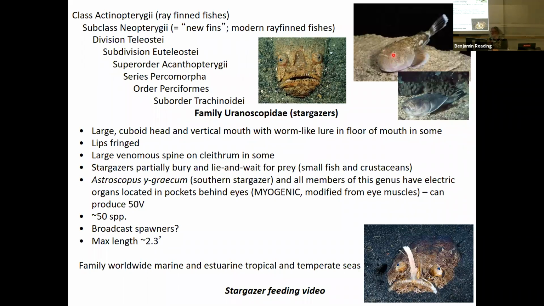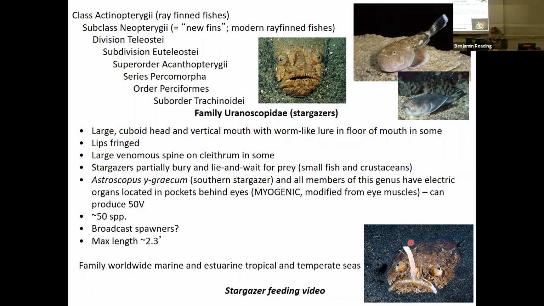And so here we are, family Uranoscopidae. Again, these are the eyes here, and then this is the mouth. And this fish is buried in the substrate, the sand. Here is a stargazer out above the sand. They look kind of like a goosefish, to be honest. Large cuboid head with a vertical mouth. And they actually have this, look at this. They have this worm-like lure on the floor of their mouth that they can extend out.